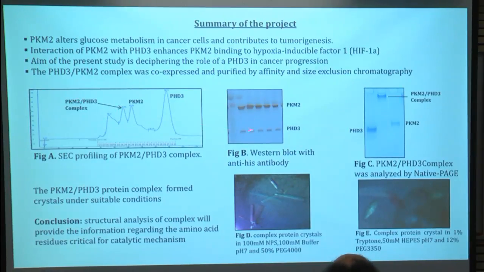Then we confirmed it on Western blot. Then we also checked on native gel. So here's the PHD3, then this PKM2, and then this is the complex. And these bands from SDS gel we have also confirmed by MALDI. So this complex we have tried for crystallization, and we got some hints. So we have got some crystals. These crystals I want to try in this workshop. Thank you.